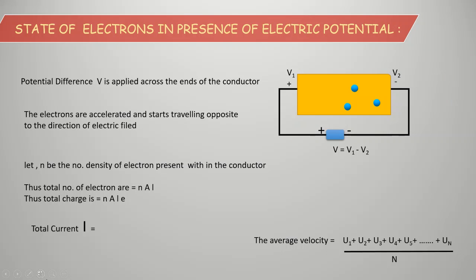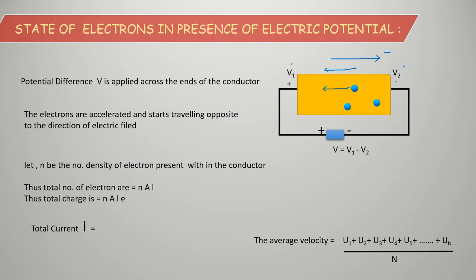So the state of electron now in presence of electric potential. Last time we studied when no potential was present and the electrons were randomly moving here and there. But now a potential V is applied across the ends of the conductor, and thus this end has a V1 potential and this end has a V2 potential across the conductor, and electrons must be moving from the negative end to the positive end.